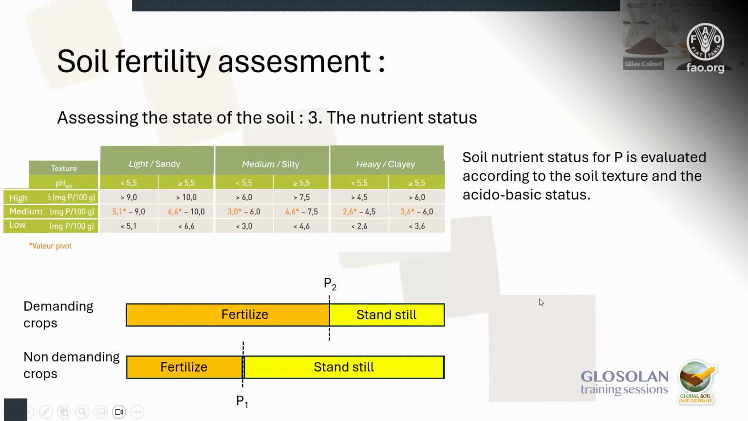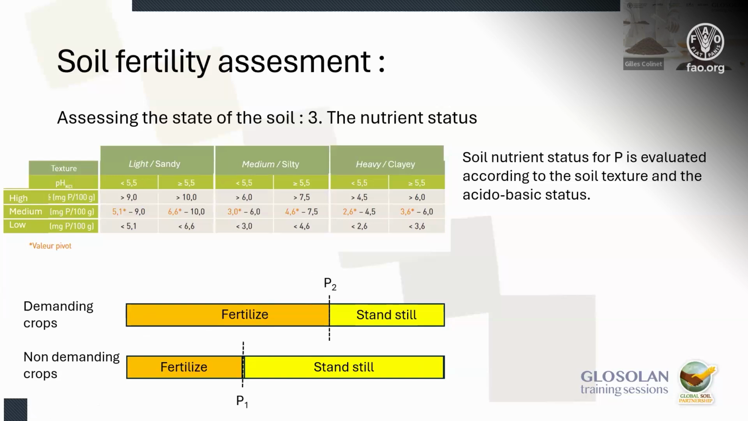The trend usually in the more recent fertilization philosophy is that you define levels according to the requirement of the crop. If you have non-demanding crops, you will have a threshold under which you should fertilize and over which you just stand still. You don't do additional inputs. And for demanding crops, of course, this threshold will be higher.